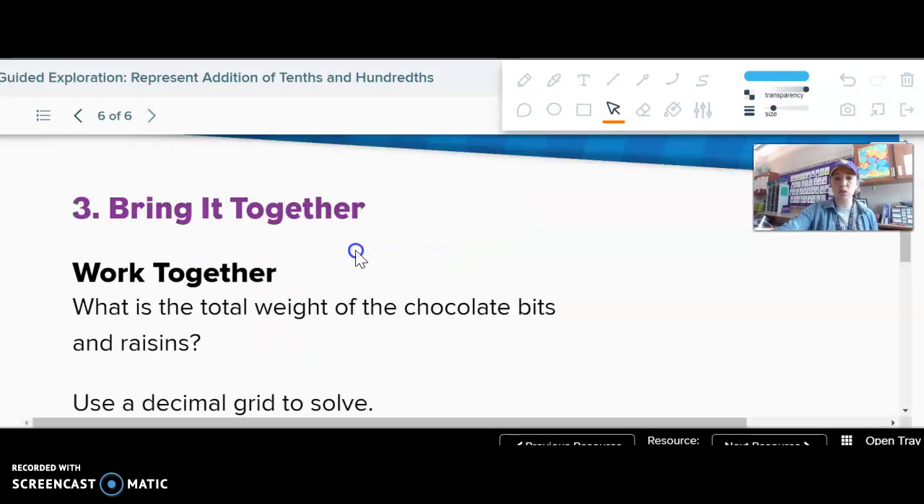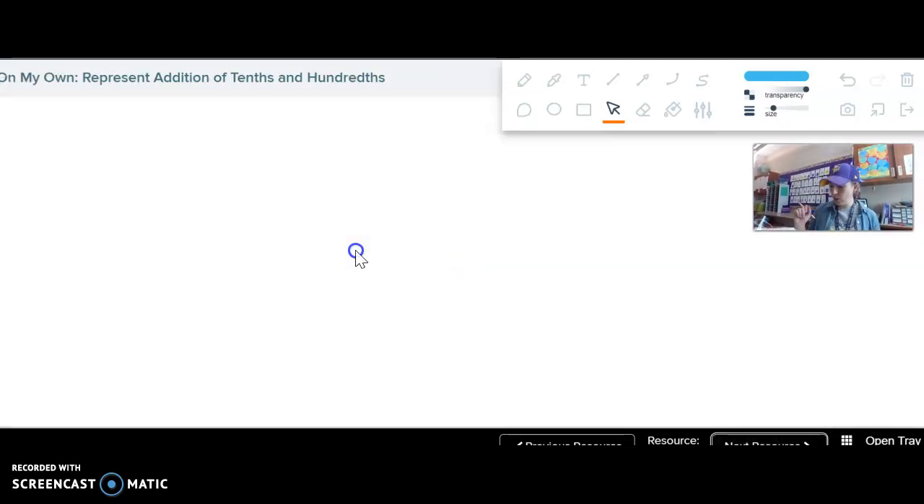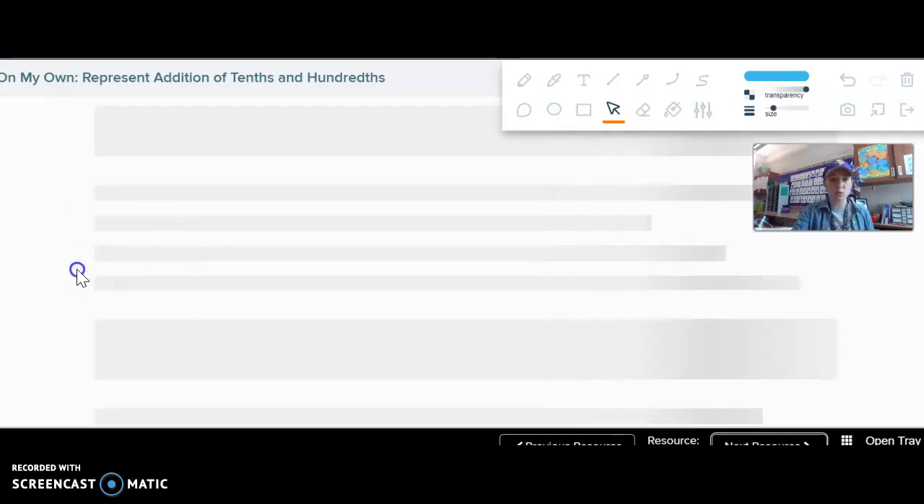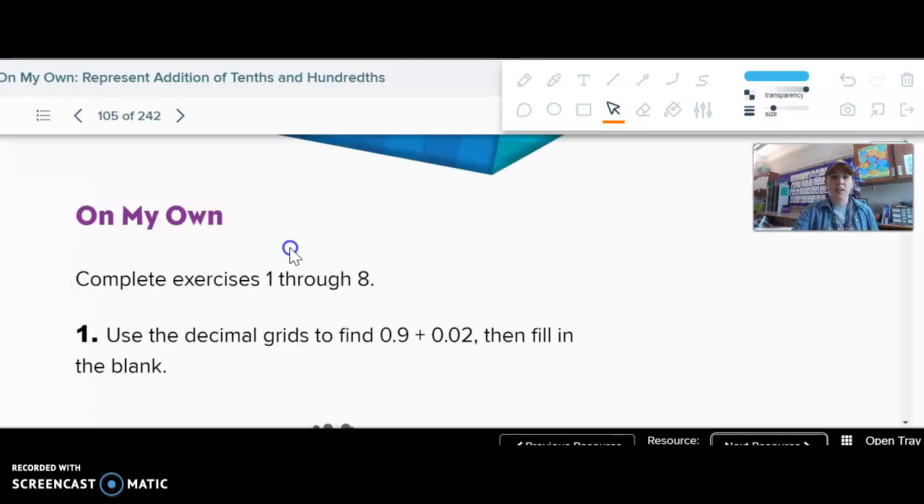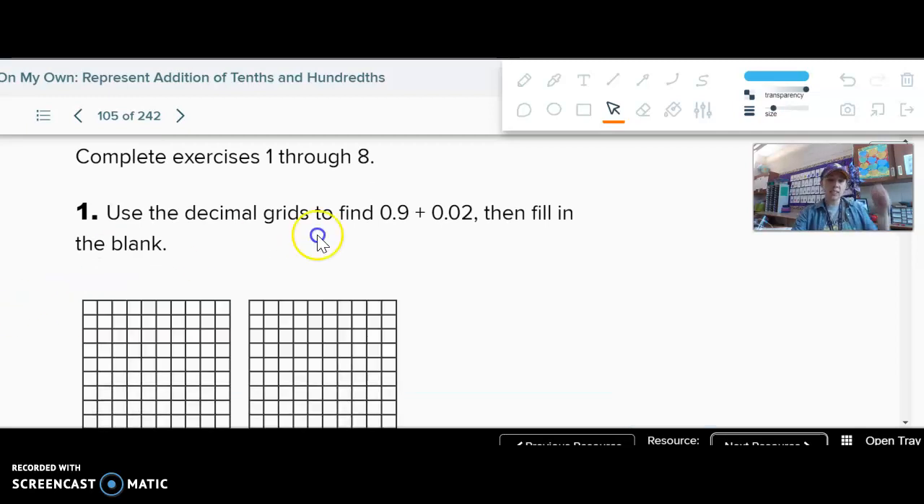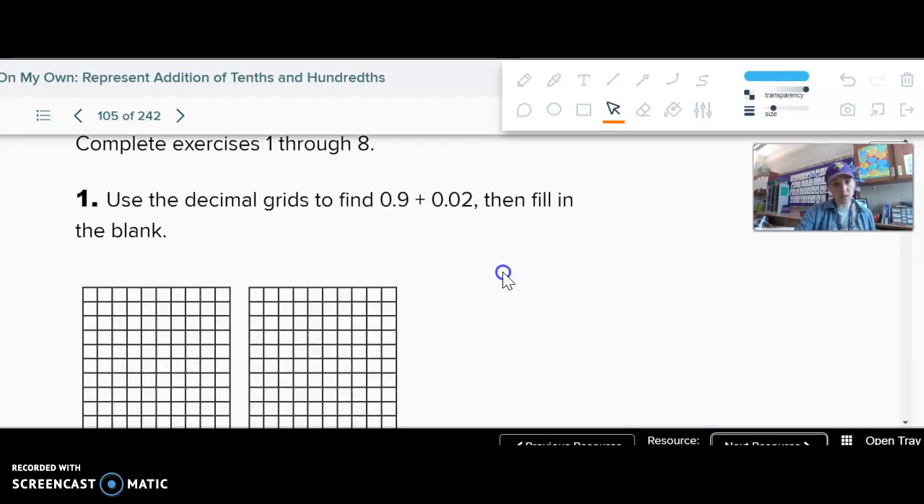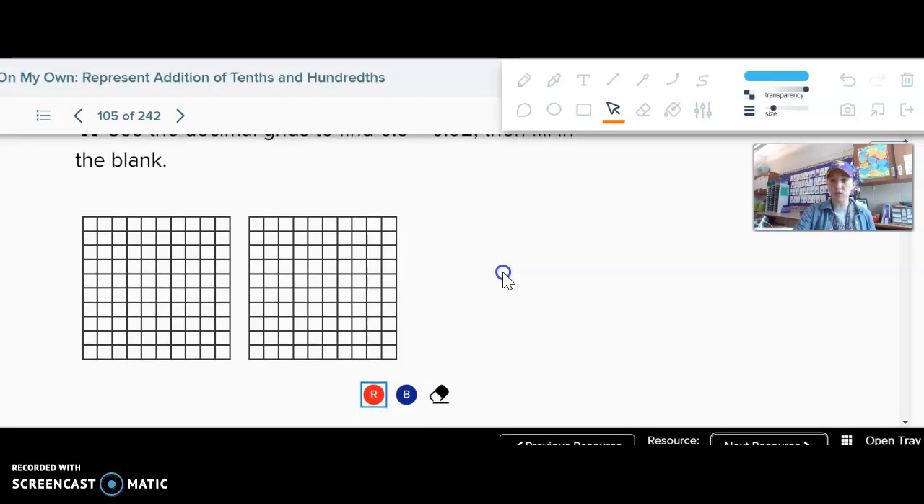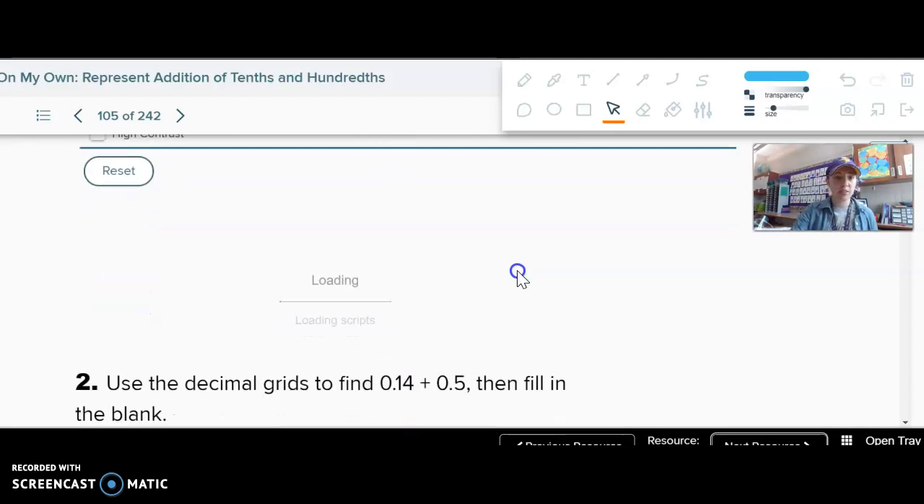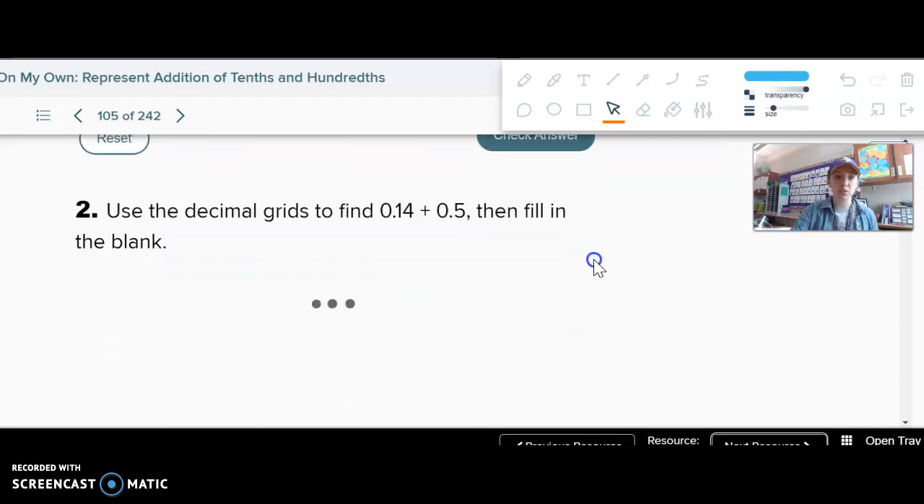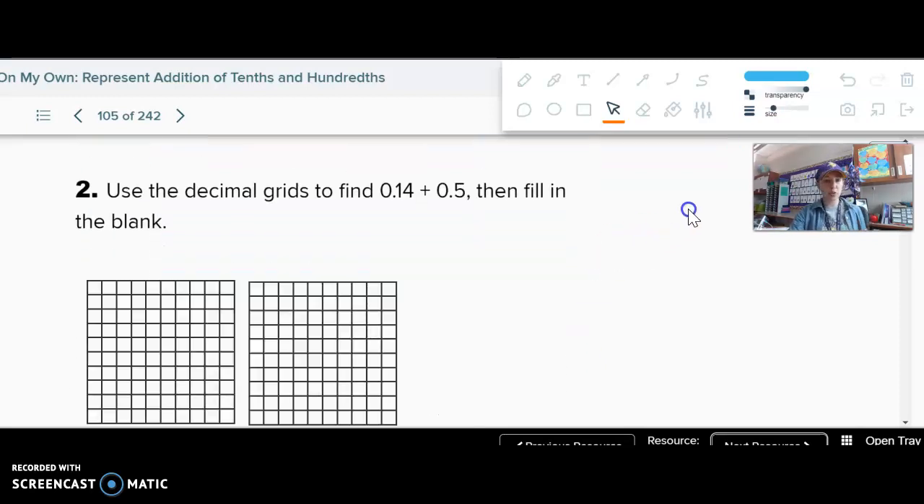All right, so we'll do some practice. You have some grids on your paper, so make sure you are using those as we go through it. All right, 9 tenths plus 2 hundredths. Ooh, they really just want me to fill in a lot of little boxes, don't they? So let me see if I can find one that's a little less, because otherwise you're going to have to sit and watch me do this forever.